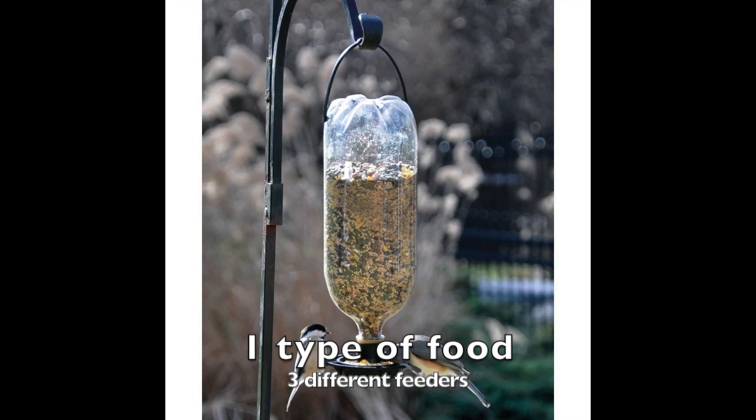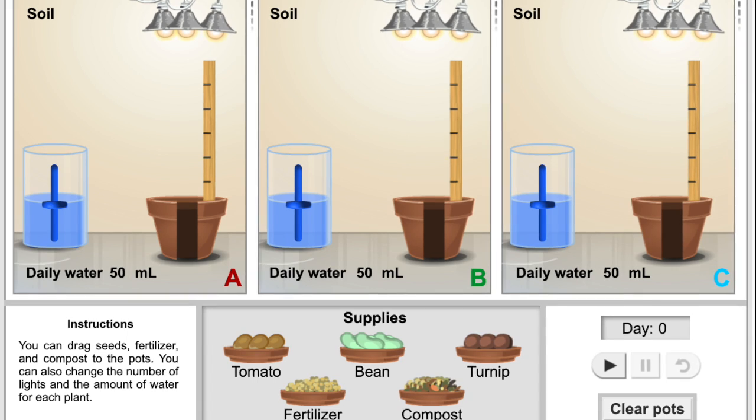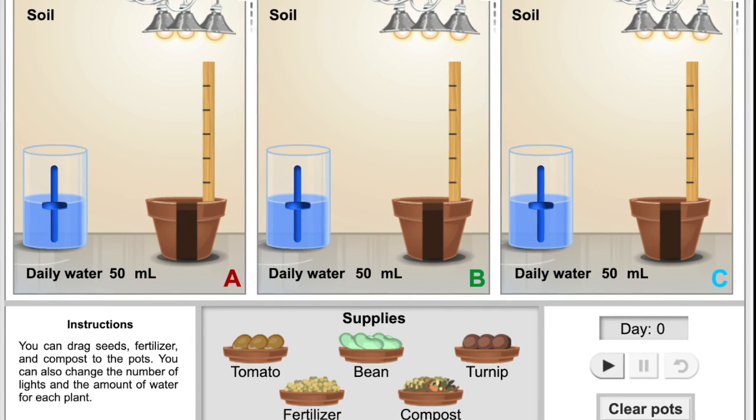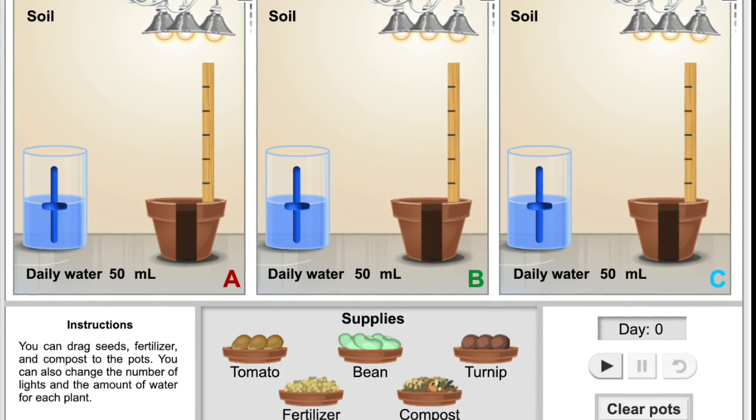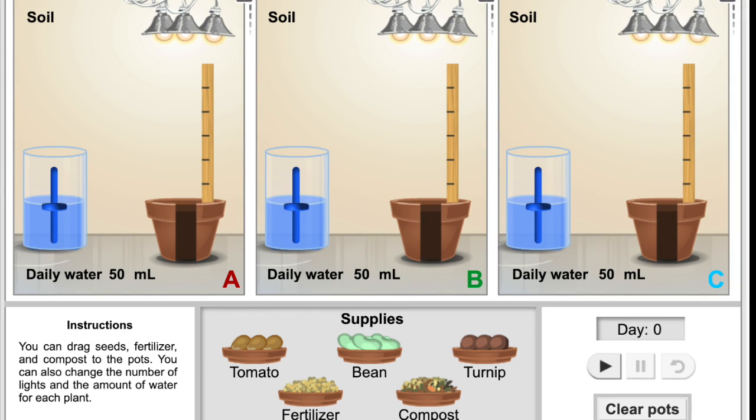The idea is that you make the experiment based on something you're interested in and you only change one thing at a time. So either changing the type of food, changing the type of feeder, or maybe even changing the environment where you put the feeders. So this is really similar to the plant experiment we did on gizmos where you only changed one thing at a time and kept everything else the same.